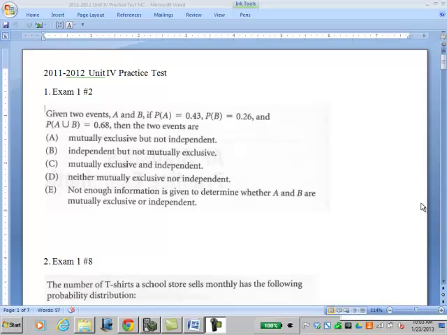Hopefully we'll get some good work done here. Okay. So let me get the pen out.